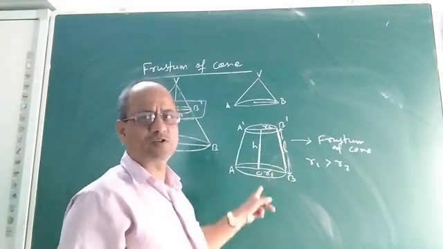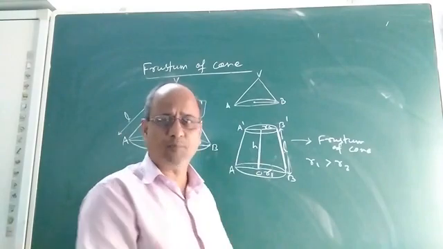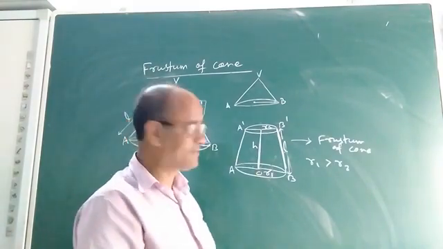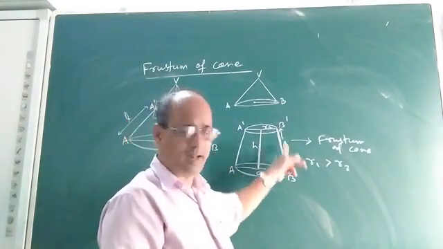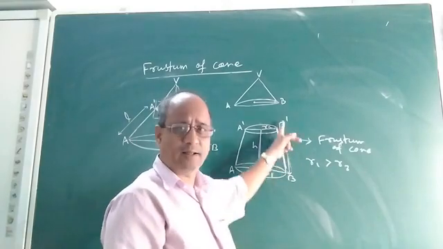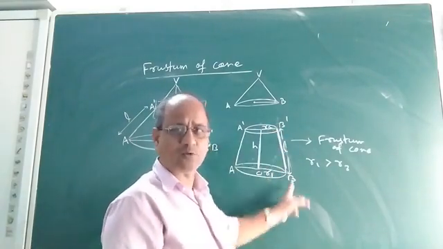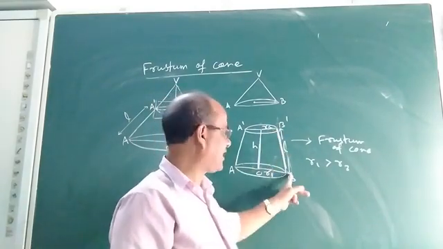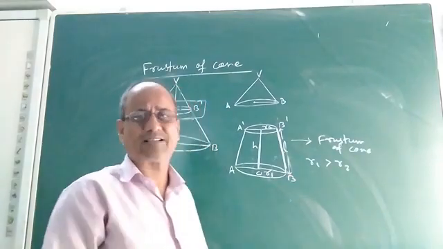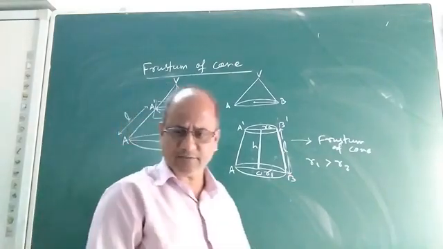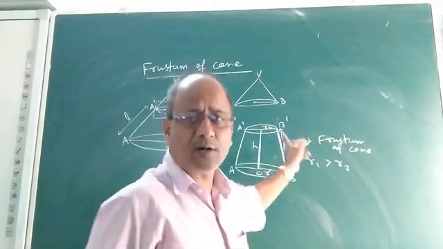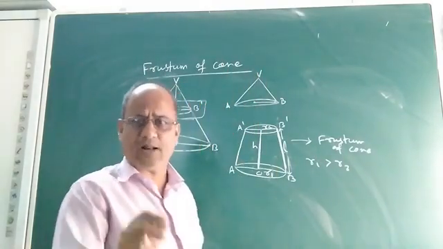It is the line segment joining the centers of the two flat circular surfaces of a frustum of cone. Similarly, if you join the two plane circular or flat circular surfaces, this line segment will be your what? Your slant height.